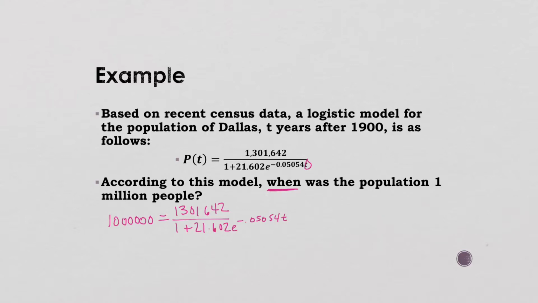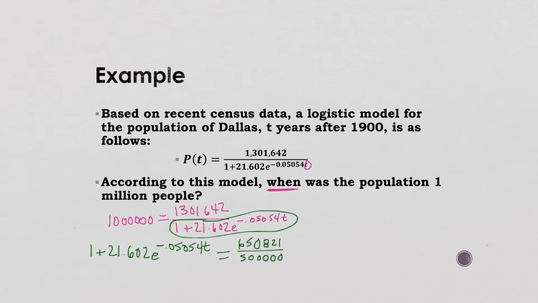A lot of things happen similarly to what they did in our last example. We're going to multiply both sides by the denominator, and then we're going to divide by our million. So we end up with 1 plus 21.602e to the negative 0.05054t equals this fraction. I got that fraction by taking 1,301,642 divided by a million.